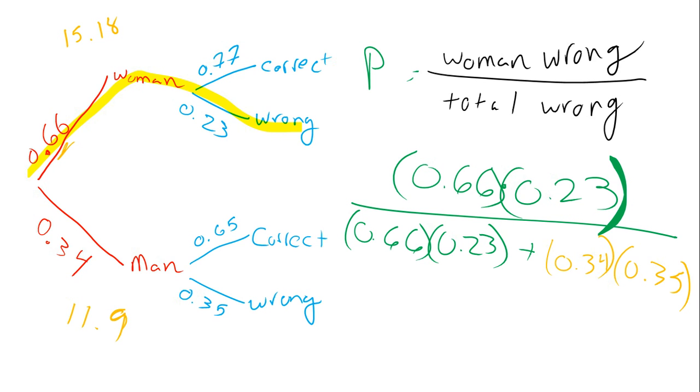And now you're just saying, okay, well if we know that it's wrong, how many wrongs were there? How many people got it wrong? And that would be the 15.18 plus the 11.9 added together. And that gets you your 27.08, which was the bottom of our fraction. And then how many were women? Well, the 15.18.